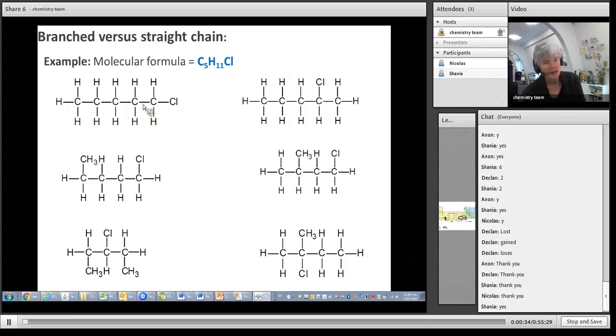Okay, so let's get this idea straight of branched versus straight. Often when we have a molecule, we draw it in a straight line.